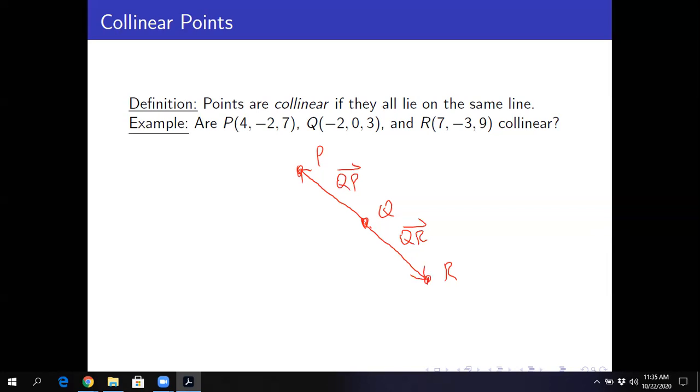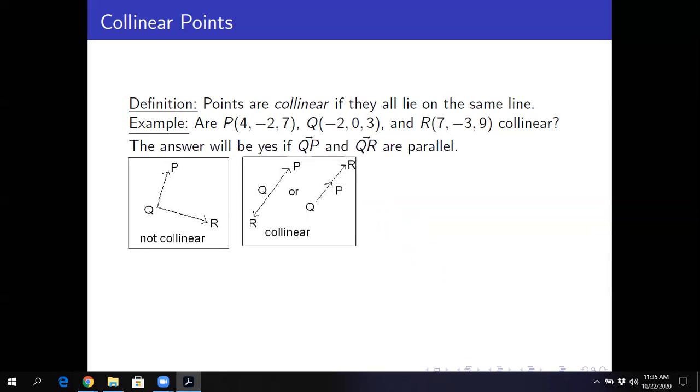Okay, I have a little picture in here to show that. The answer will be yes if QP and QR are parallel. If QP and QR, the two directed line segments, are not parallel, then there would be no way to multiply one of those vectors by a scalar and get the other one. The picture is a little muddled, but Q is supposed to be right there in the middle somewhere. The other option is it could go Q to P and Q to R like this. Q could be on one of the ends of this thing. But either way, parallelism would tell us what was going on.